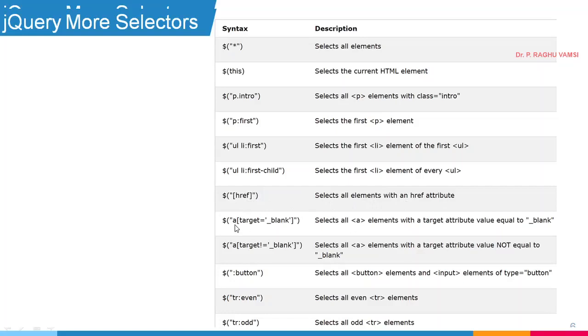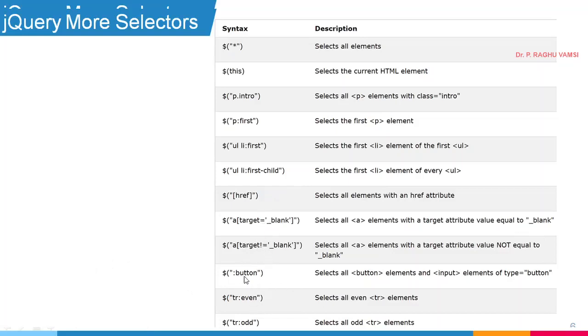Next is the anchor tag. Whenever the target is blank, it means whenever you click that link, the link will be opened in a new tab. That is what is called target blank. This selects anchor elements with the target attribute equal to blank. If you want to select the anchors whose target is not blank, it is simply the opposite of the previous one: instead of is equal to, we write not equal to.